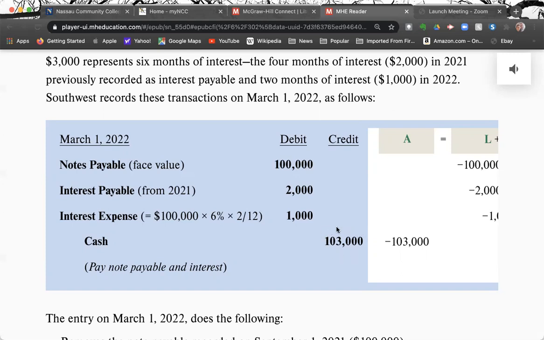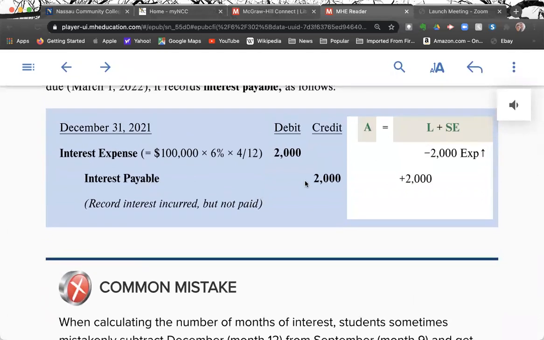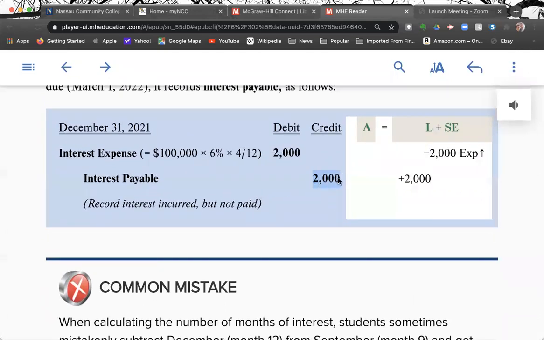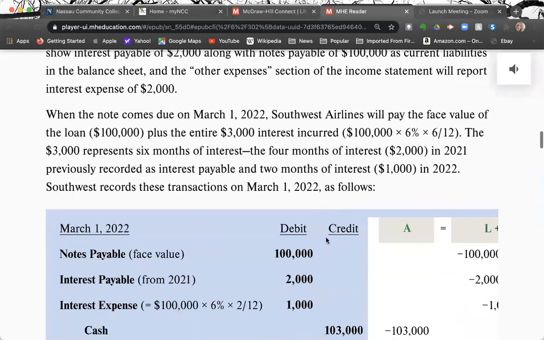Credit cash for the whole thing. The whole thing meaning $100,000 you borrowed plus $3,000 of interest. Credit cash 103. Which means we're going to need debits of $3,000. Remember, the entry has to balance. We have a debit to interest payable of $2,000. That's the entry that we made here, this $2,000 credit to interest payable, now when we pay that money back, that's a debit.